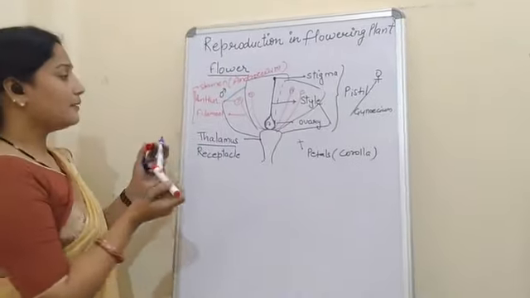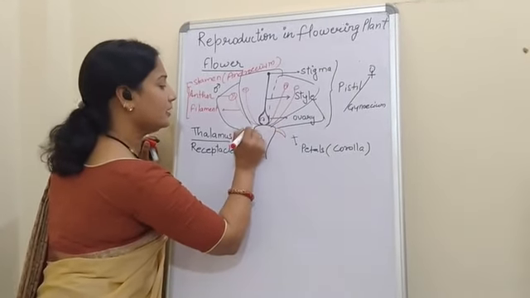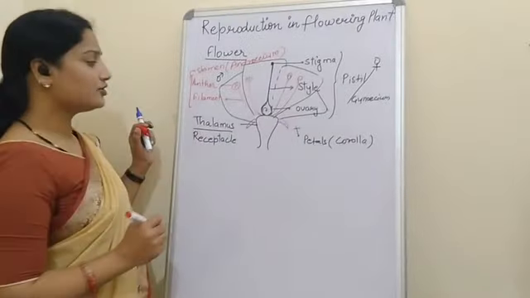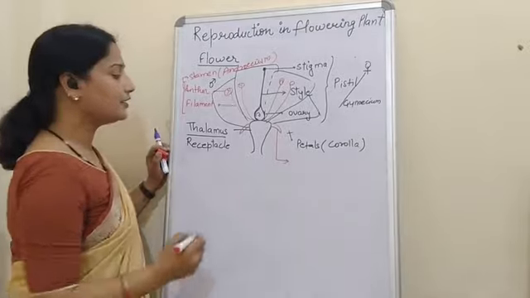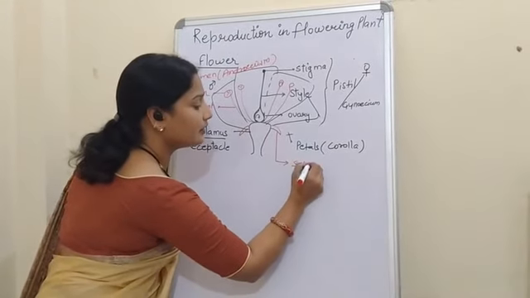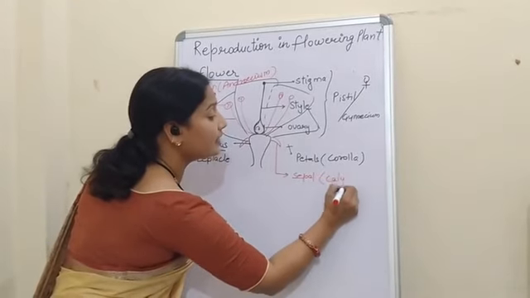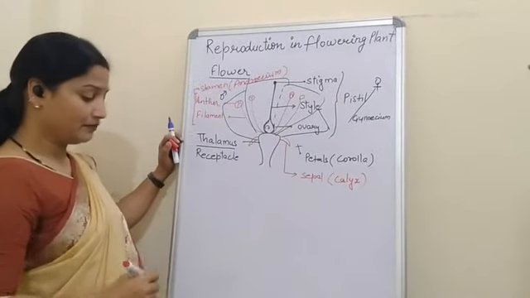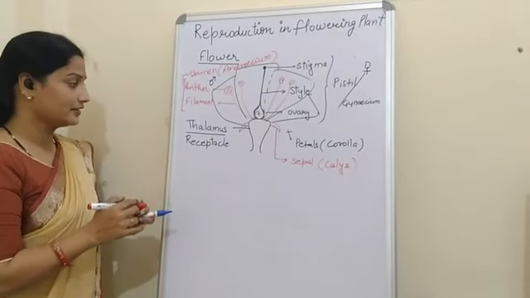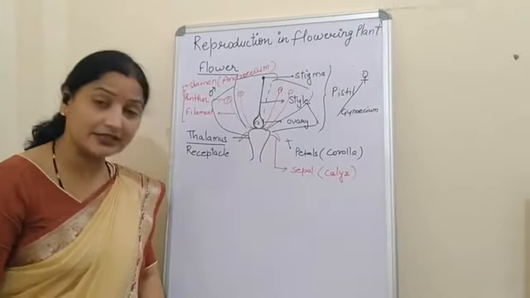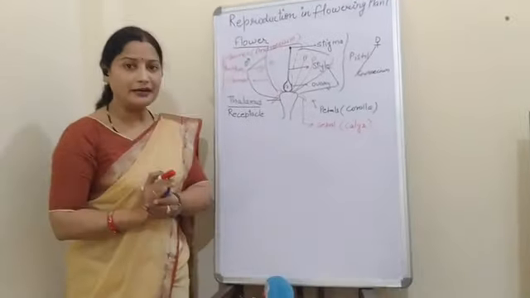Then, at the base of the petals or at the base of the receptacle, we will see some green colored structures like this, and they are called sepals. And the group of sepals is called the calyx. Now, see the function of all these parts. The receptacle or thalamus is there to hold all the whorls of the flower.